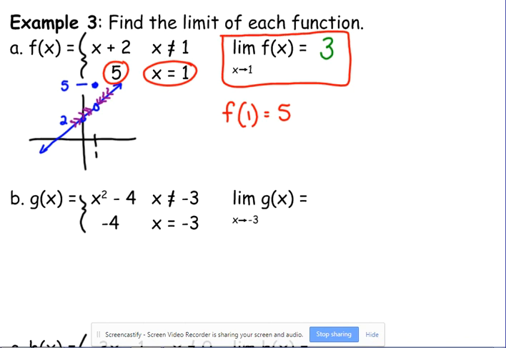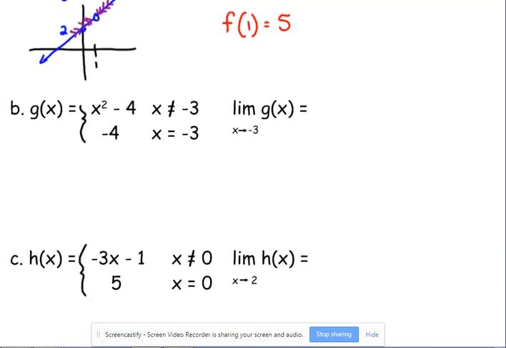Okay? It's a little counterintuitive, you actually plug it into the quote-unquote not equal to piece, because that's the behavior of your entire function. The only time it equals that other value is at that one specific point. But we're talking about, well, where are we headed otherwise? Okay, let's look at another example.